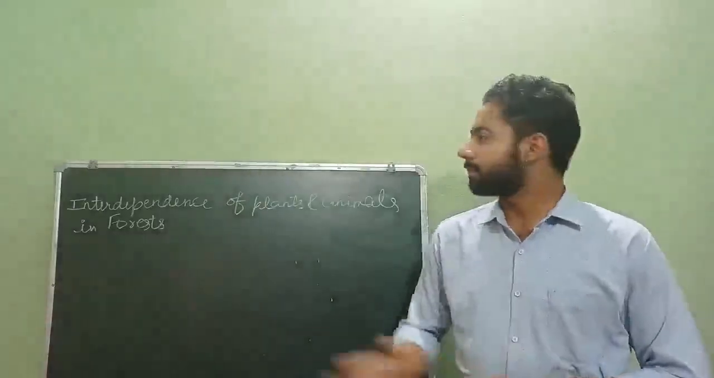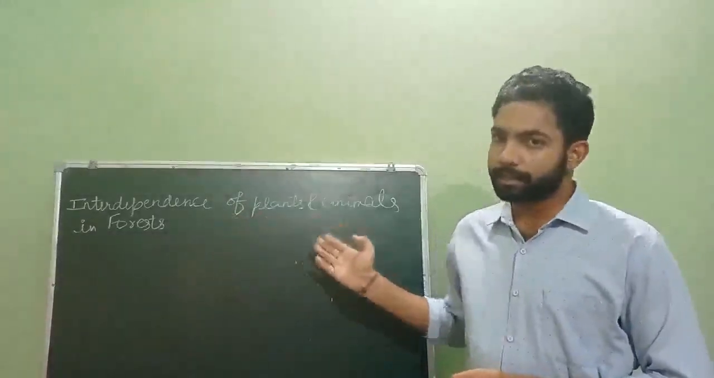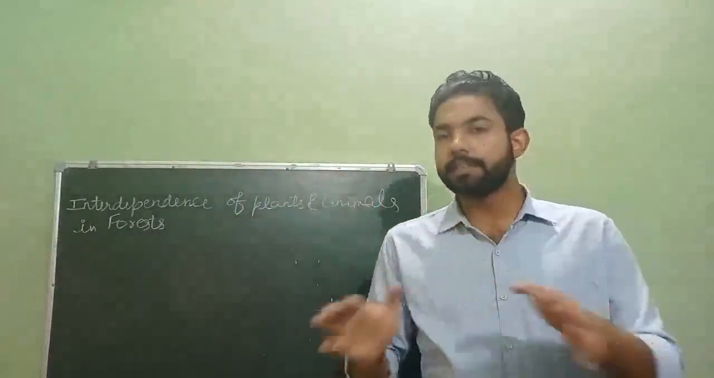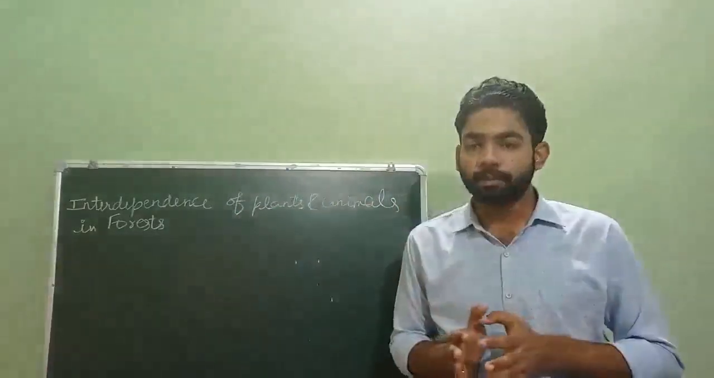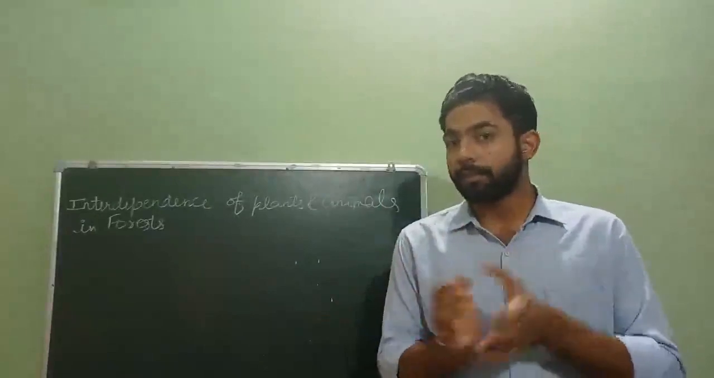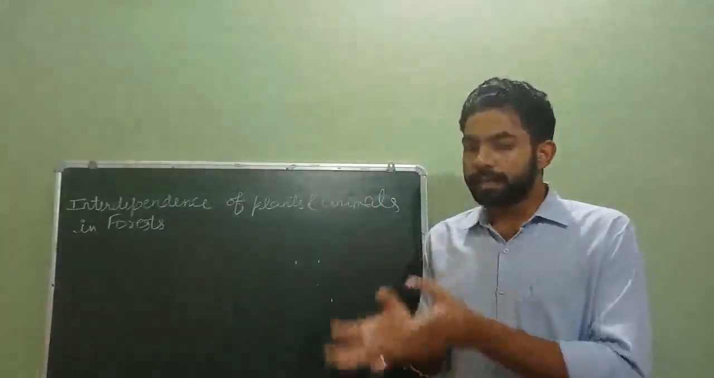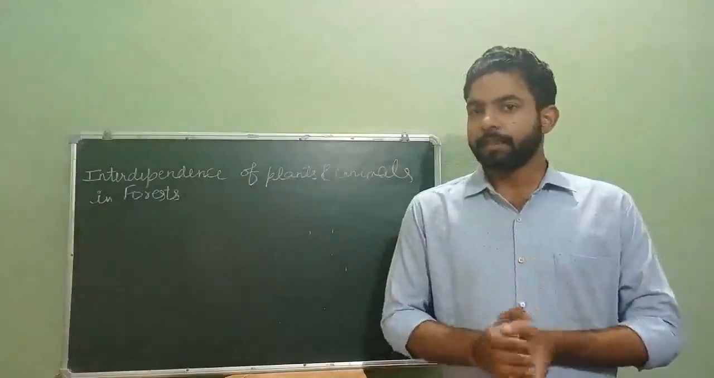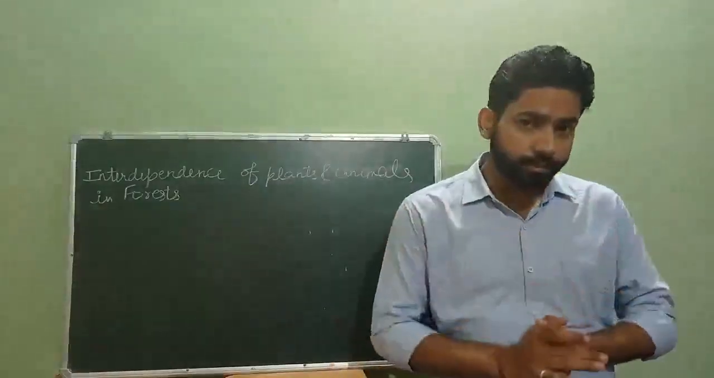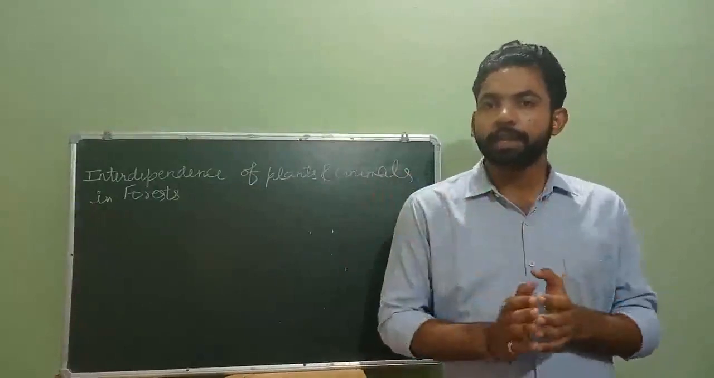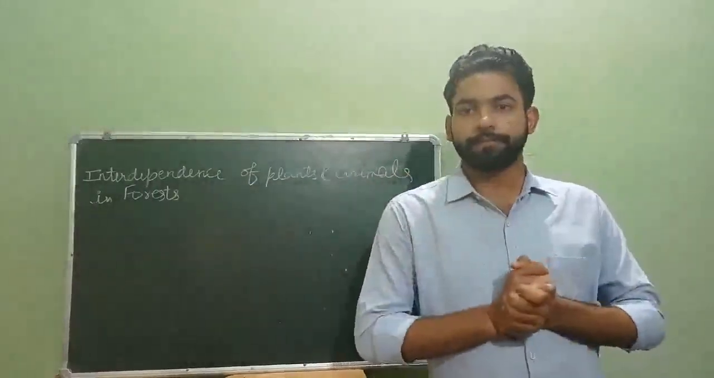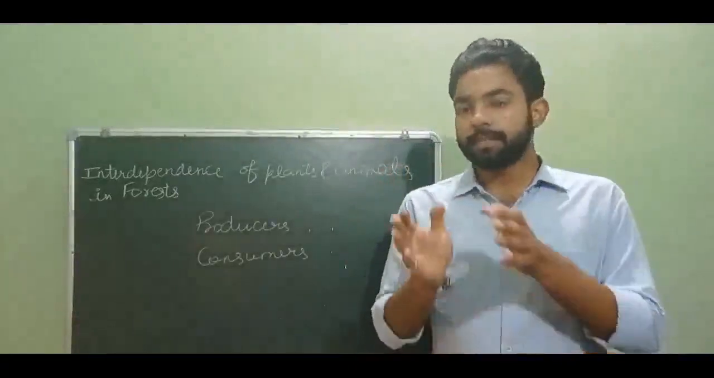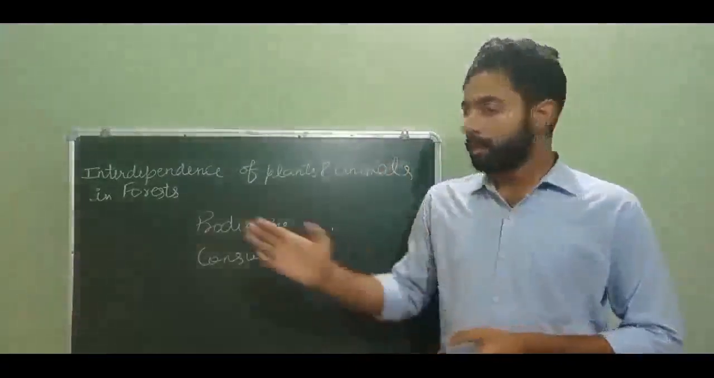Now the topic is interdependence of plants and animals in the forest. All organisms interact with each other and their physical environment to derive energy for survival. Organisms derive energy through the use of resources. In an ecosystem, resources and energy are used for the growth, reproduction, and survival of life. Organisms thus can be classified into various categories based on the mode of nutrition.